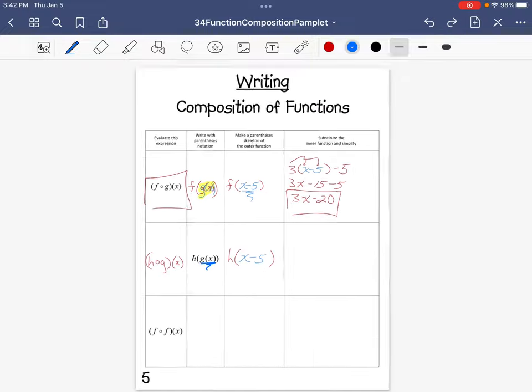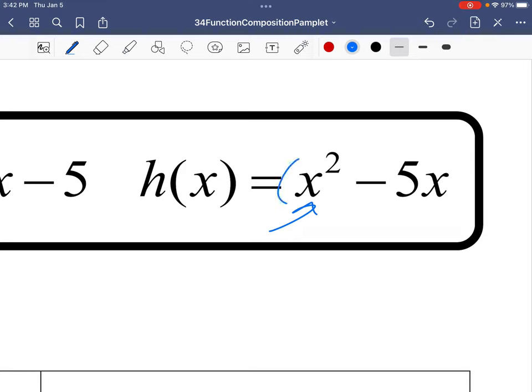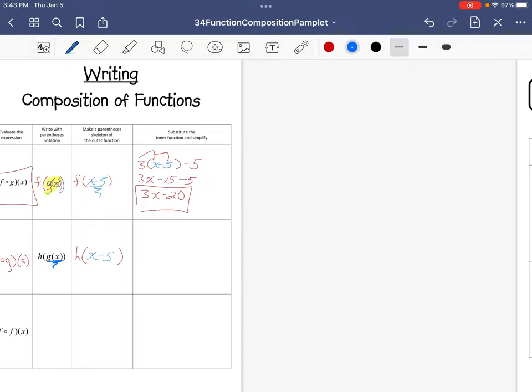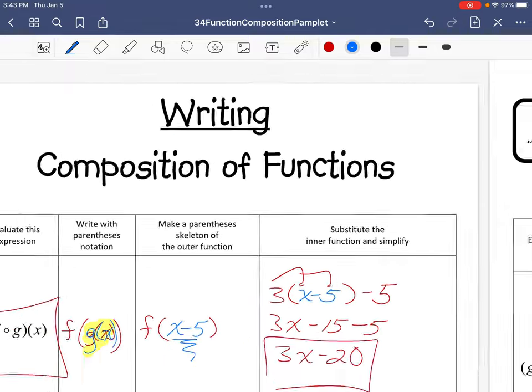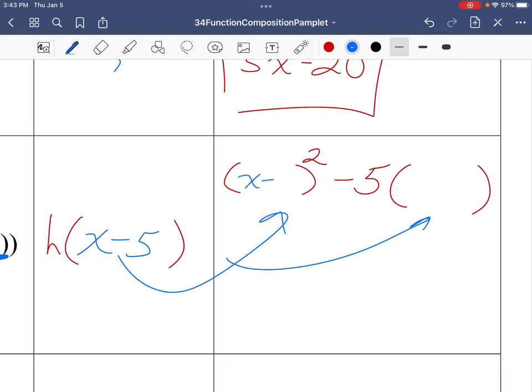But now I have to do h of x minus 5. What does that mean? Well, it means wherever you see x in the h equation, we're going to substitute, notice it's 2 places, we're going to substitute x minus 5. So that means that I'm going to have something substituted and squared. I'm also going to take negative 5 times whatever it is I'm substituting. But of course, I'm substituting x minus 5.